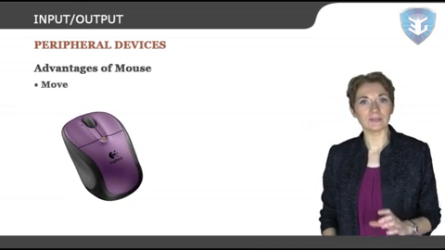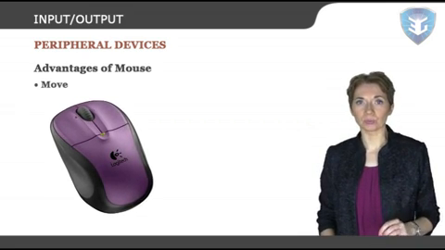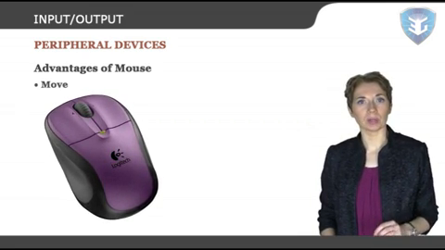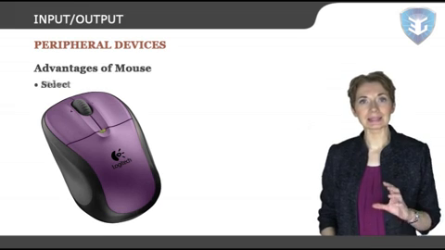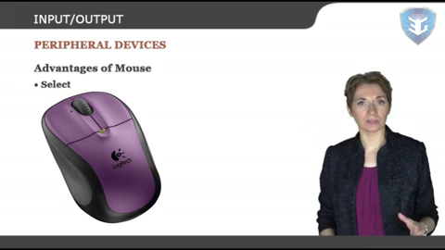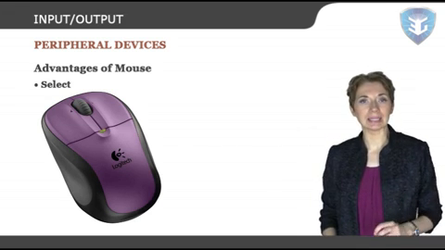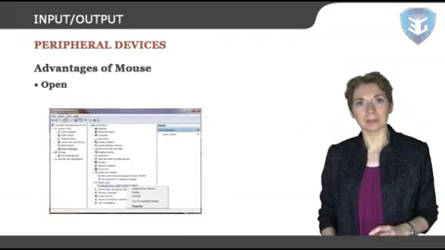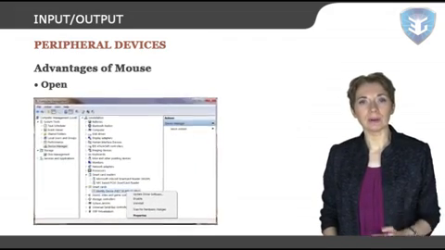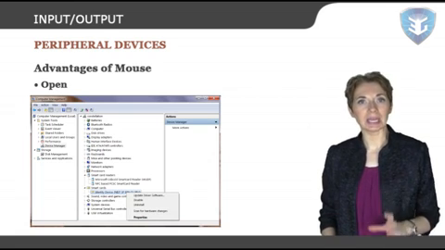Using the right or left hand, you can drag the mouse up, down, left, or right to move the mouse pointer on the screen. Select. When the mouse pointer is on top of an object on the screen, click the mouse left button once to highlight the item. Open. Click the left mouse button twice quickly. Double-click to open the icon, program, or document.